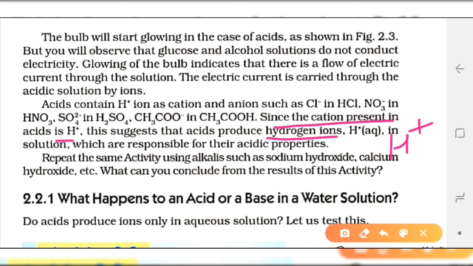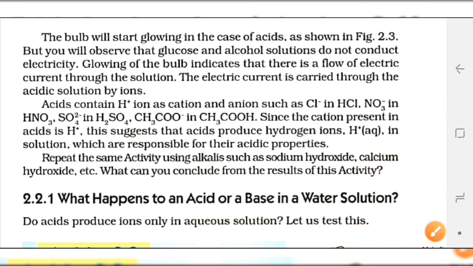Repeat the same activity using alkalis such as sodium hydroxide, calcium hydroxide, etc. What can you conclude from the result of this activity? So again the same activity you have to repeat by using some alkali such as sodium hydroxide and calcium hydroxide. Now sodium hydroxide and calcium hydroxide are bases, but they are called alkalis because they can dissolve in water.